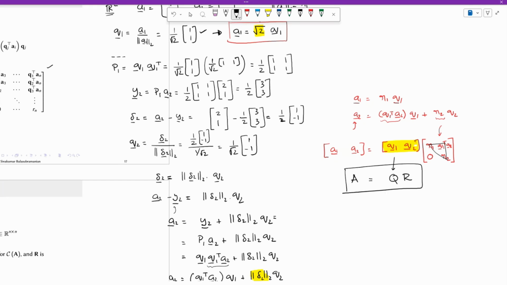The reason it comes out to be upper triangular is essentially, as you go from A1 to AN, A1 only depends on Q1. A2 only depends on Q1 and Q2. A3 only depends on Q1, Q2, Q3. That's why you have the upper triangular shape.